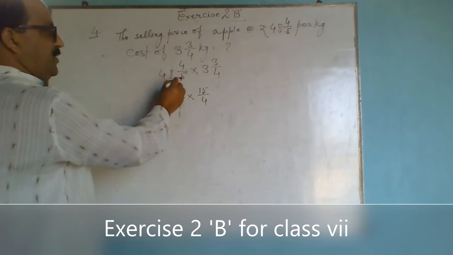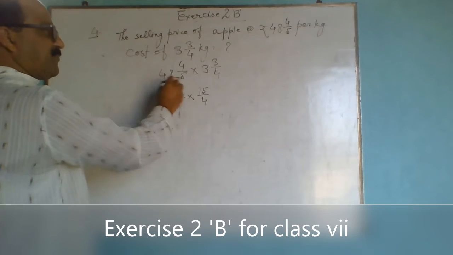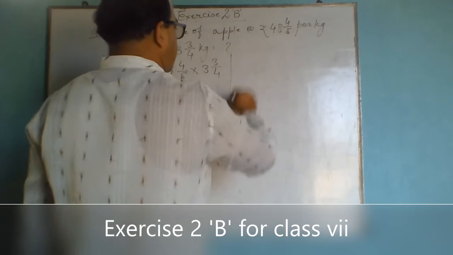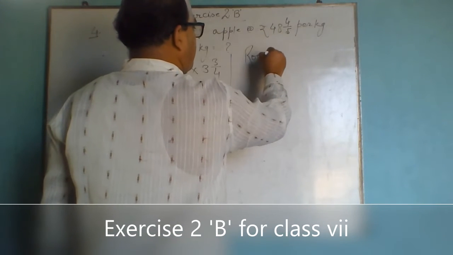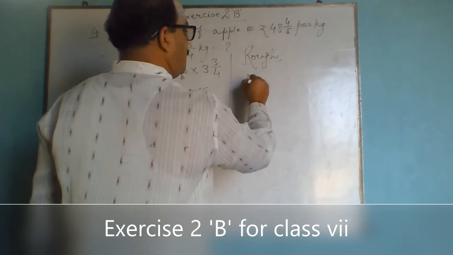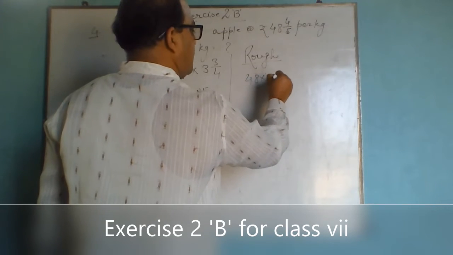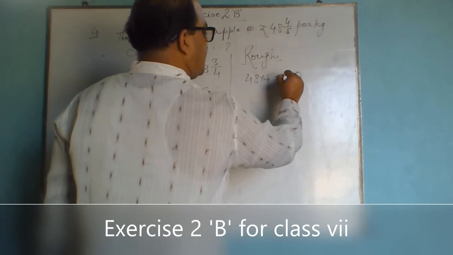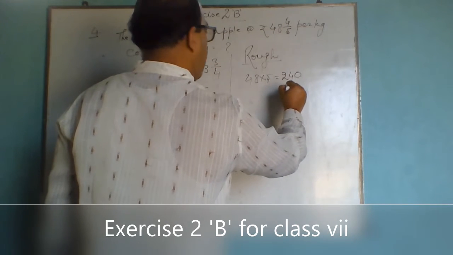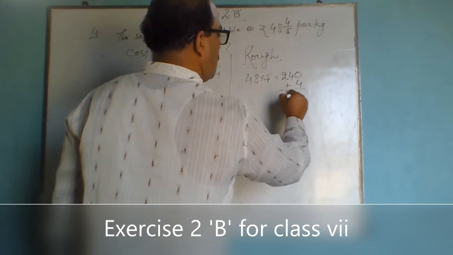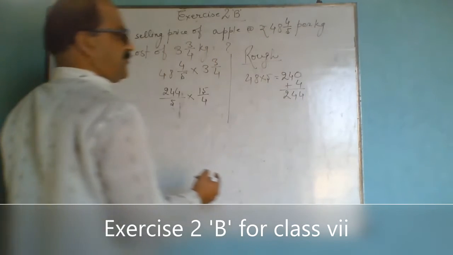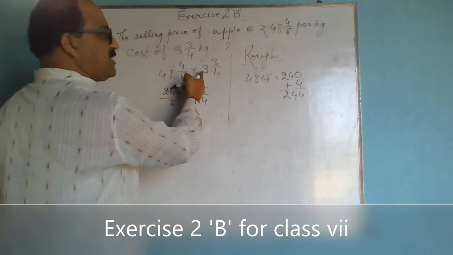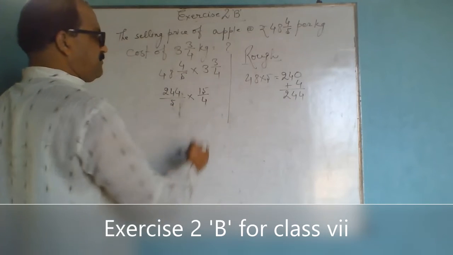Here, when you multiply 48 with 5 plus 4, you will obtain it. Here you will do rough work. 48 into 5. 8 fives are 40, and 5 fours are 20, plus 4 is 24. Adding here 4, you will obtain 244. 244 by 5 into 3. 4 threes are 12. 12 plus 3 is 15.